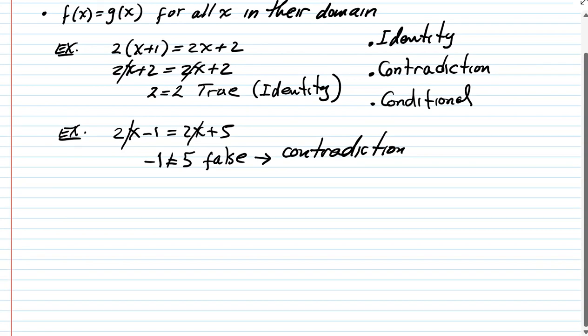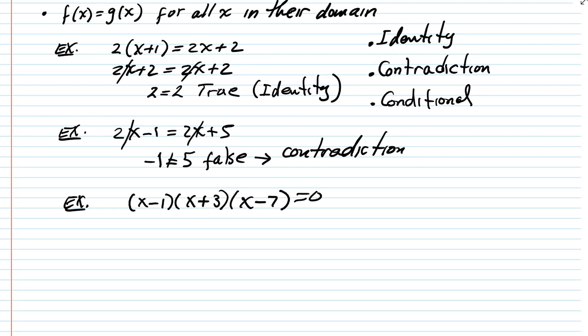Now conditionals we work quite a bit with, right? So let's check out this one. Let's say I have (x minus 1)(x plus 3)(x minus 7) equals 0. So by the zero factor property, I get 1, negative 3, 7. I pick up 3 solutions here, don't I? Well, as long as I have a finite number of solutions, then this equation is a conditional equation. It only works under these conditions. It equals 0 when x is either 1 or 7 or negative 3.